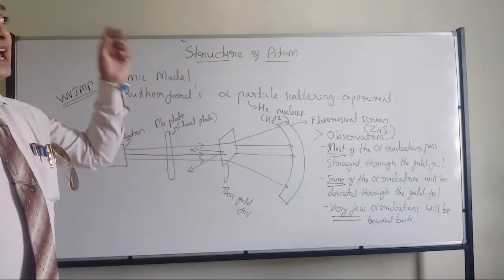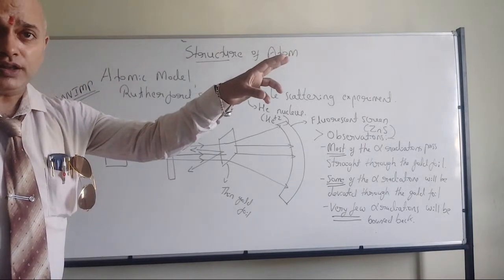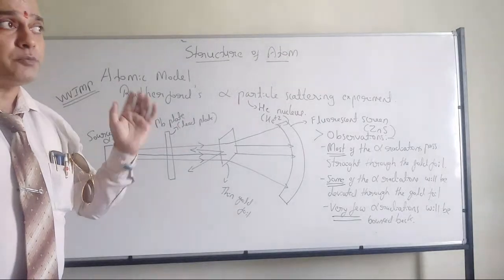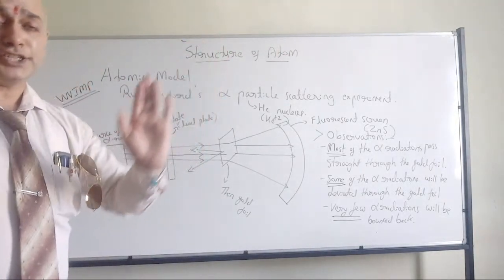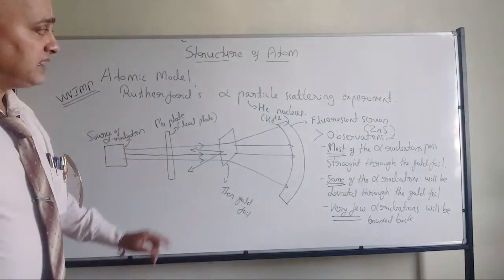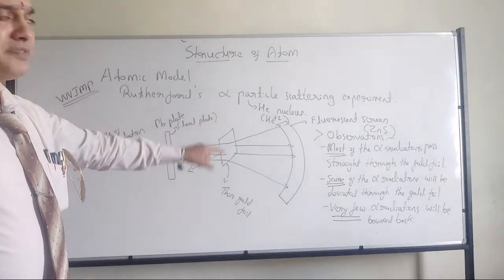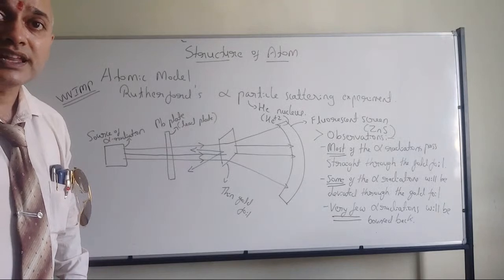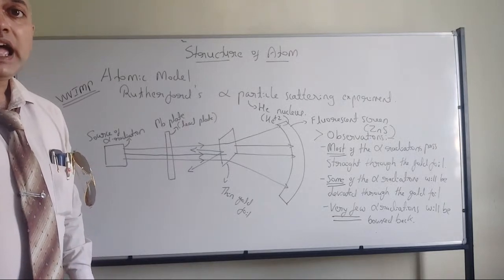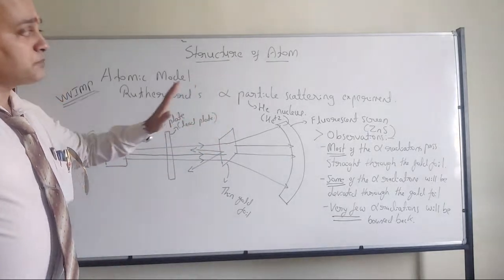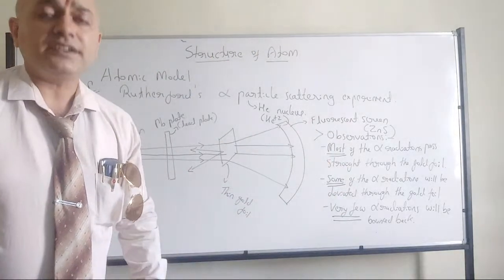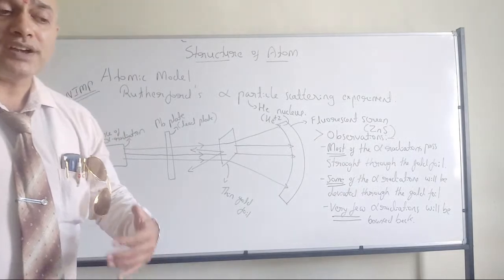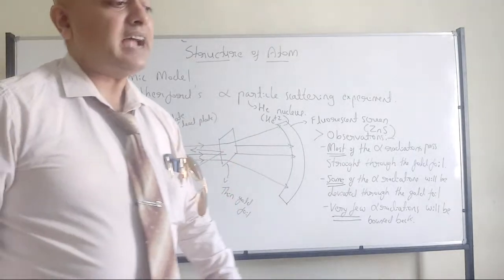Okay? Now, when I am hitting a corner of a wall, the ball will not come back to me. It will change direction. That is called deviation or deflection. So, those are the observations they made from this particular experiment. And based on these observations, he put forward the structure of the atom.